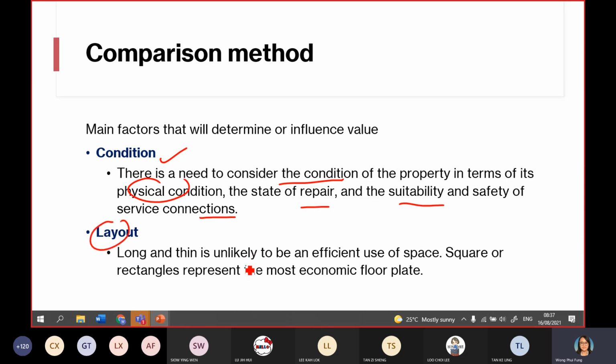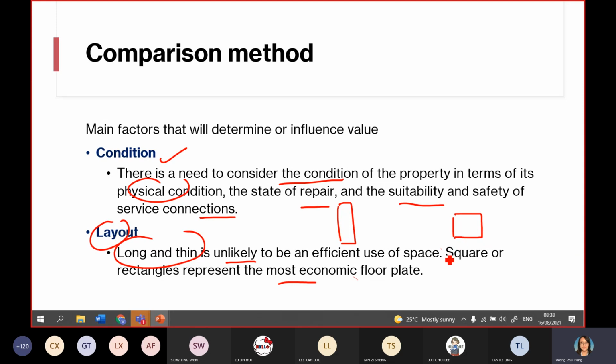Then the next one is the layout. Long and thin is unlikely to be an efficient use of space. Square or rectangles represent the most economic floor plate. So the layout, which means the size of the property. If the property is very long, very thin like this, it's actually quite difficult to do the room arrangement. So the best shape is a square.